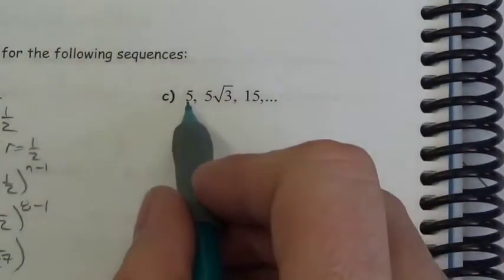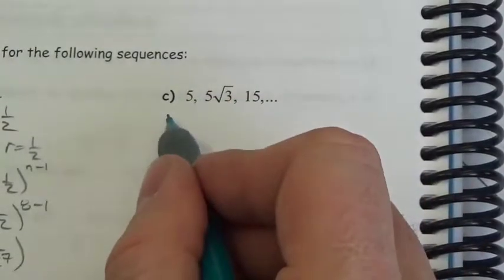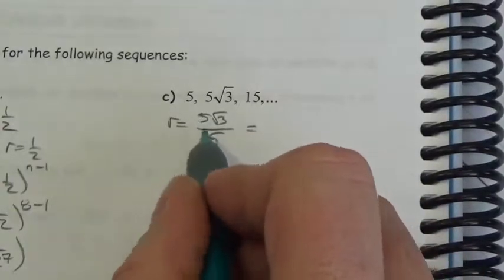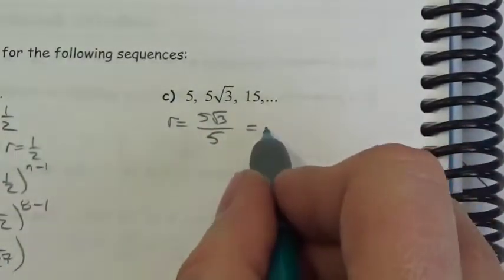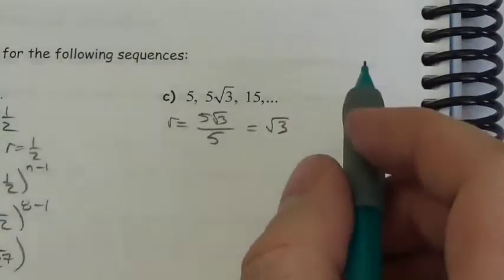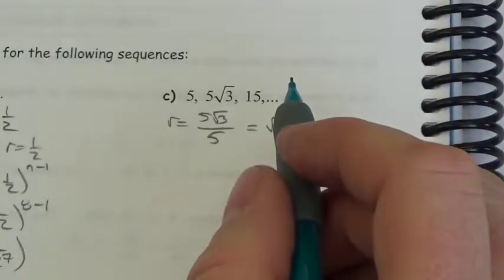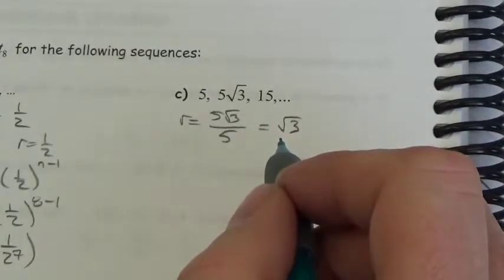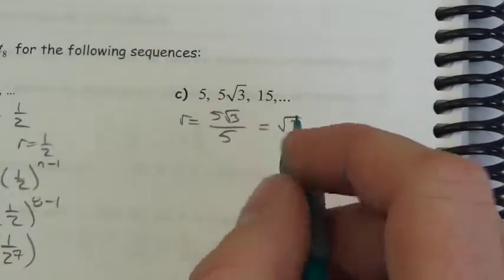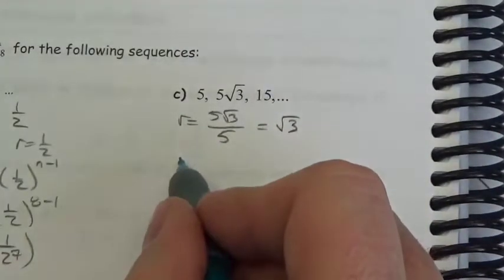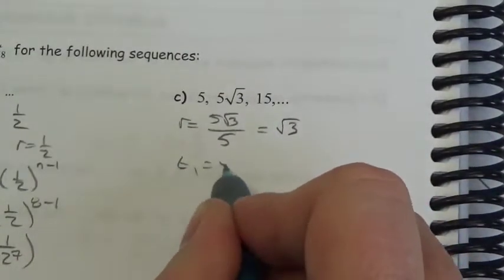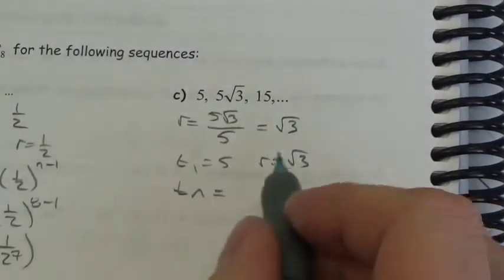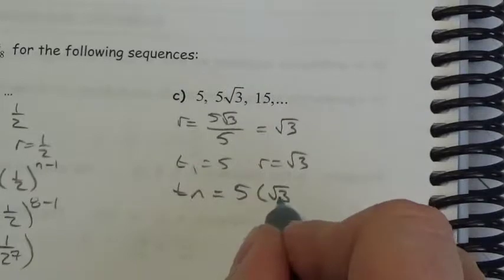Over here, 5, 5 root 3, 15. Okay, so R is going to be the second term divided by the first term. Well, 5 divided by 5 is going to be 1. It's going to leave me with root 3. Okay, so this can be a little intimidating when you get this radical in there as my R value, but it just looks a little intimidating. I'm going to treat this exactly the same. I know that my first term is 5. I know that my R is root 3. So my nth term is going to be 5 multiplied by root 3.